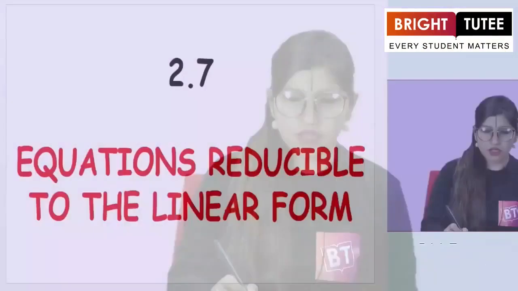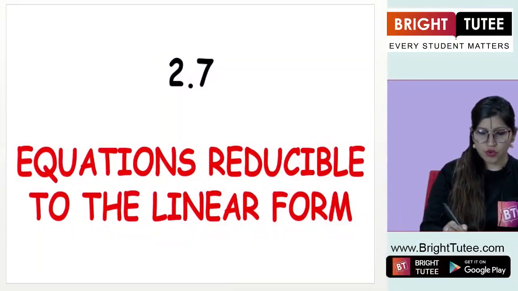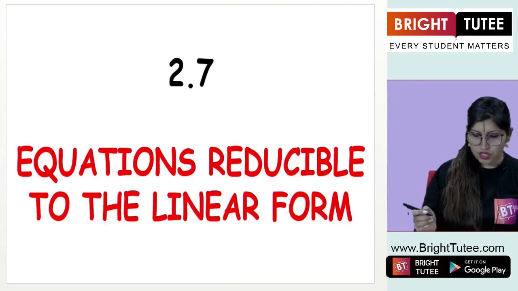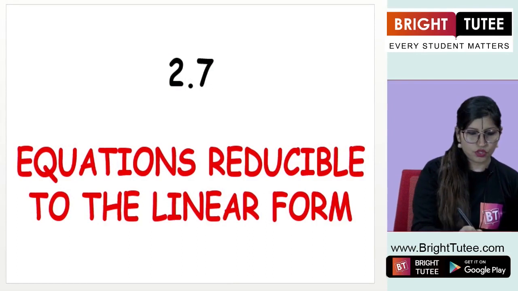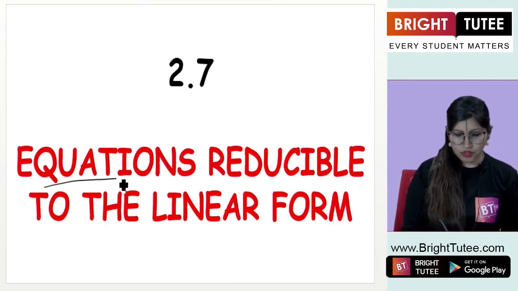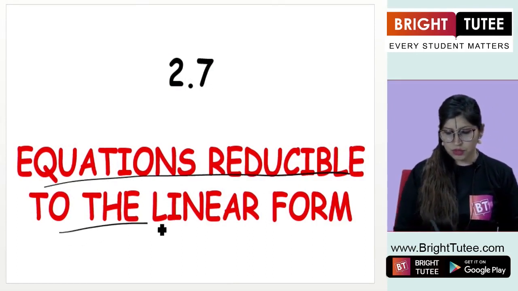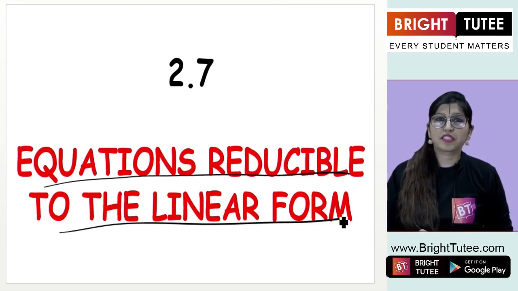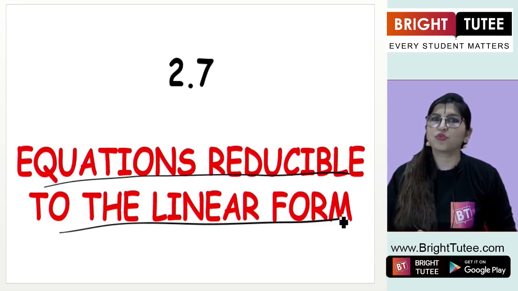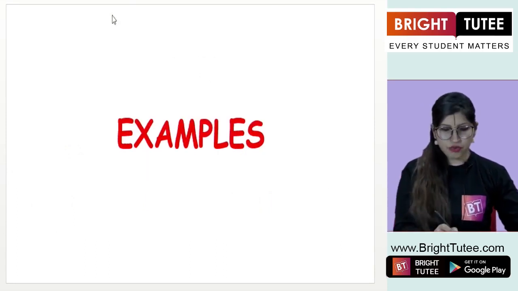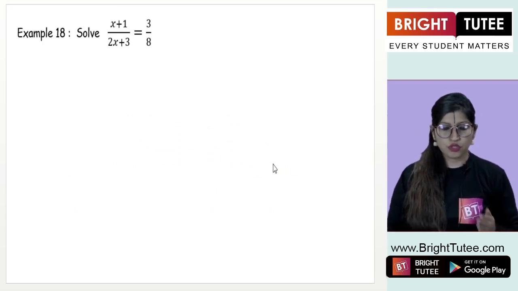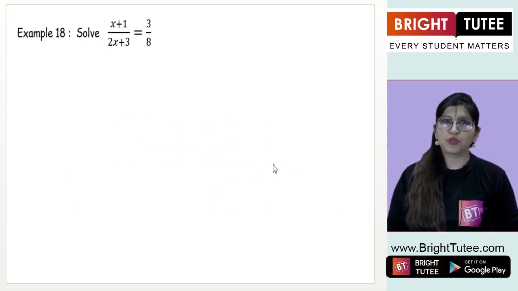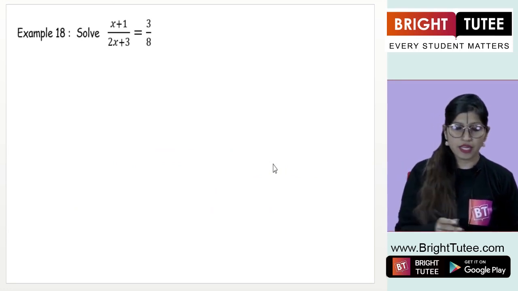Let's start with our exercise, which is equations reducible to the linear form. The topic which we are studying is equations reducible to the linear form. We're discussing examples of this subtopic and then we'll move on to exercise 2.6. So here is the very first example of this subtopic. We need to solve (x+1)/(2x+3) = 3/8.